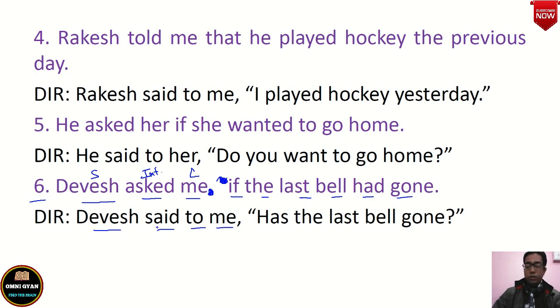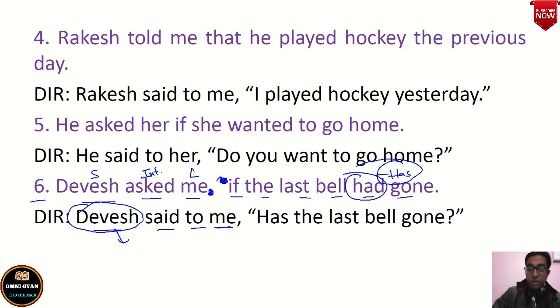So this part you already understood. Now ये देवेश कौन है? ये देवेश मैं हूं. I am this Devesh. And this me is standing in front of me. ये जो me है ये मेरे पास खड़ा है. तो अगर मुझे इसे पूछना है कि क्या लास्ट बेल रिंग हो चुका है, क्या लास्ट बेल चला गया, how will I ask? Had, ये प्रेजेंट टेंस में बदलेगा, ये हो जाएगा has.